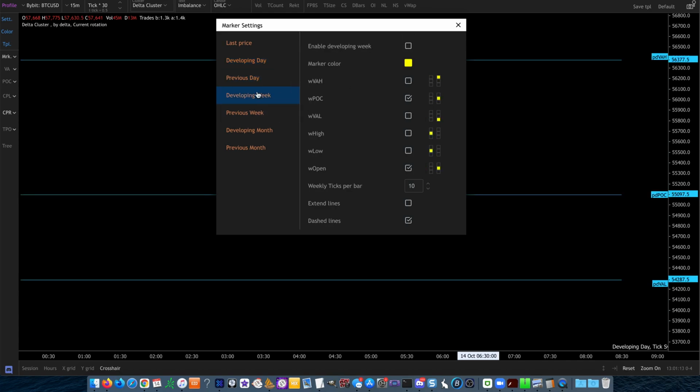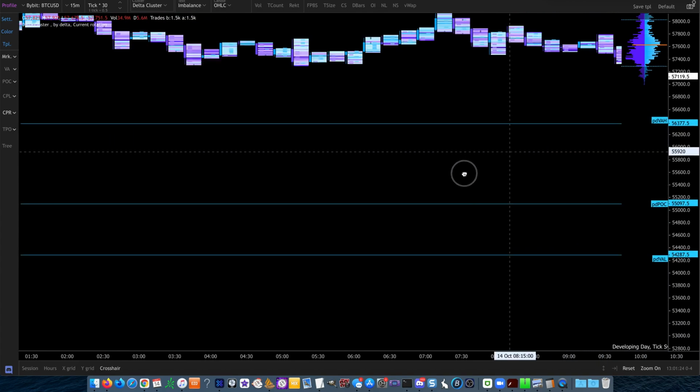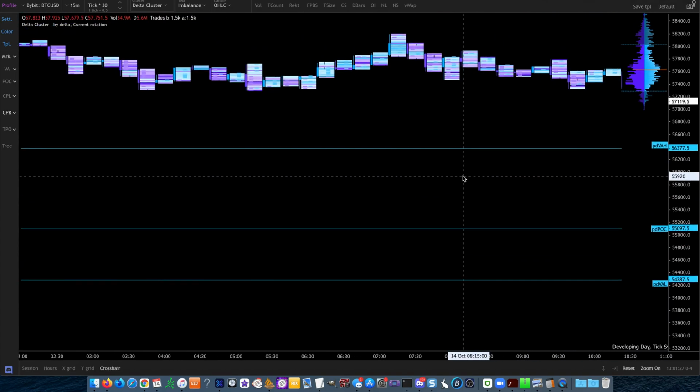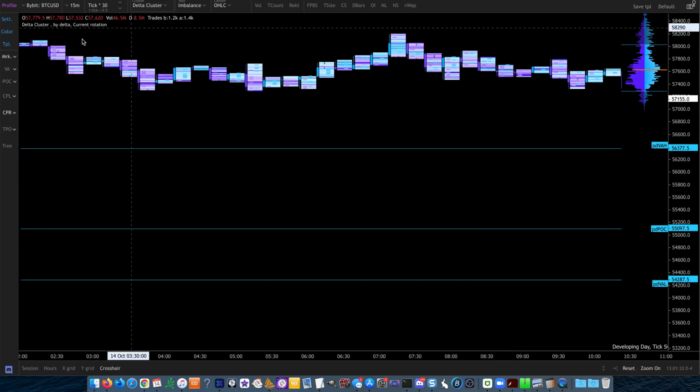We can go to the developing week, the previous week, turn this stuff on and off, the developing month, the previous month, so that if we're looking at our chart, we can know what was the previous day value area high. If we're going to be looking for an 80% setup, which I'll get into later in these sessions, we will be able to see easily exactly where that was.